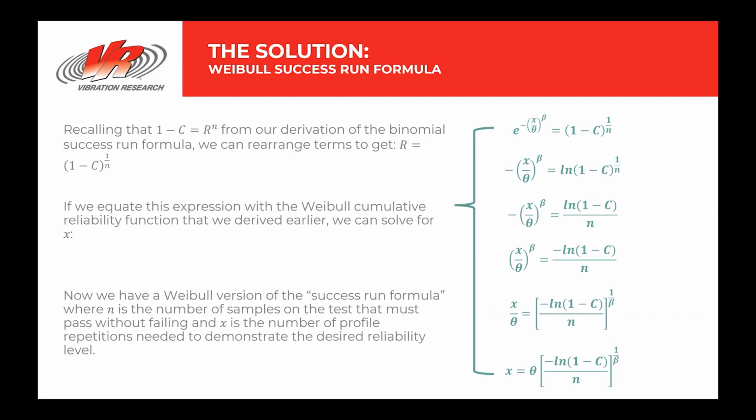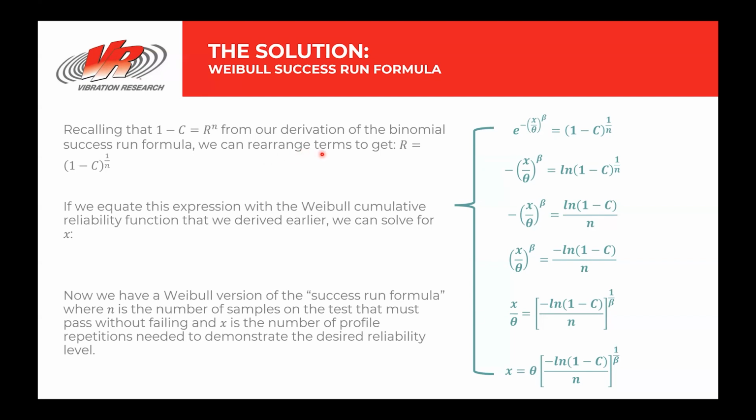So now we have a solution because we can put together the binomial and the Weibull to come up with a Weibull success run formula. And so to do that, just remember that we said that 1 minus c is equal to r to the n from our derivation of the binomial success run formula.